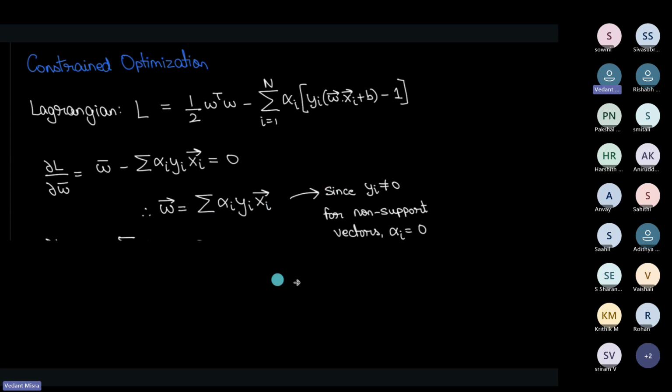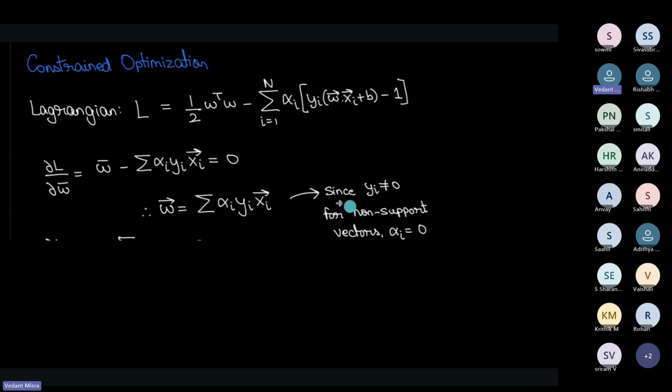It only depends on the support vectors. So for the support vectors, your alpha I will not be 0, but for all the non-support vectors, alpha I has to be 0. This is actually one of the main benefits of doing this whole thing and not just stopping at the primal.